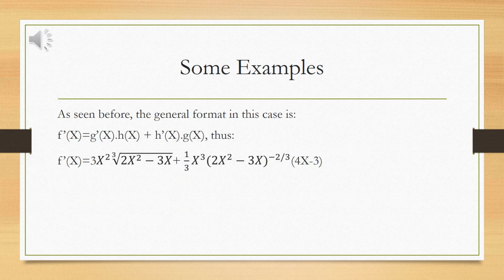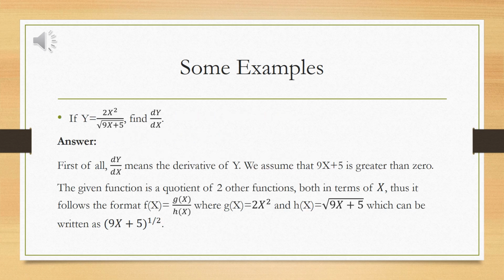As seen before, the general format in this case is f prime of x equals g prime of x times h of x plus h prime of x times g of x. Thus, f prime of x equals 3x squared times the cube root of 2x squared minus 3x plus 1 over 3 x cubed times 2x squared minus 3x to the power minus 2 over 3 times 4x minus 3.